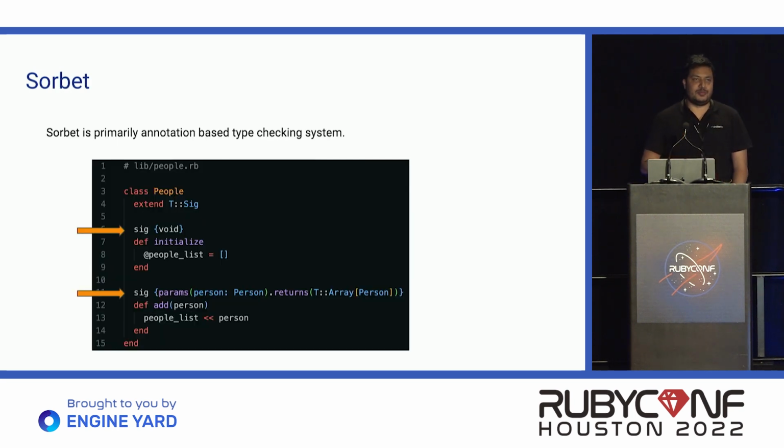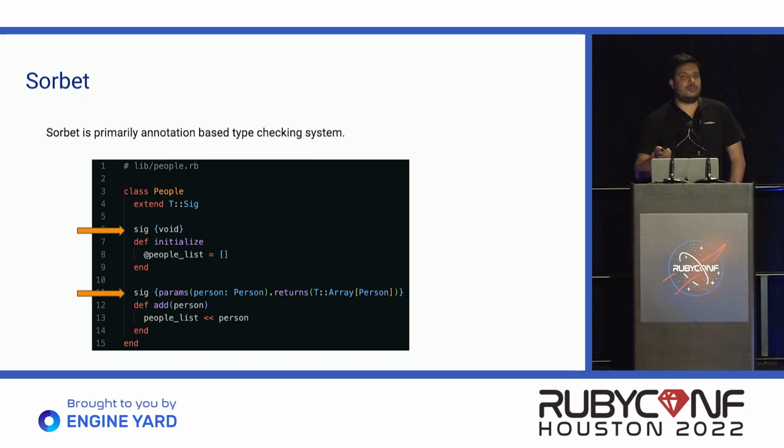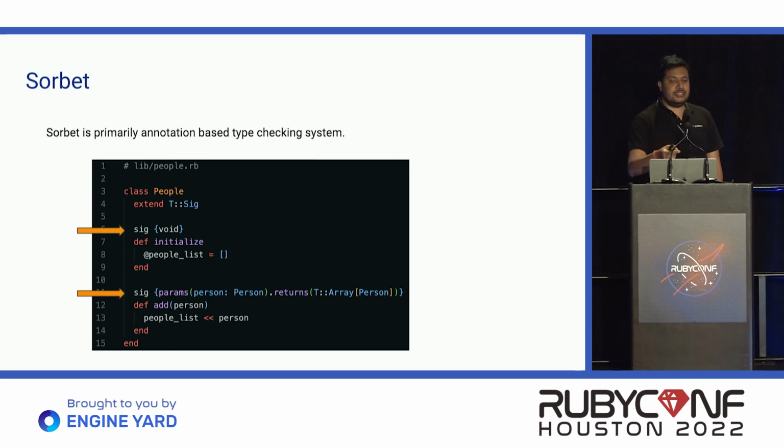Okay, so now comes Sorbet. The primary difference between Steep and Sorbet is that for RBS, we have to put the SIG files into a different file, while Sorbet is an annotation-based system. If you see the class People, for every function we have provided the annotation like SIG void for the constructor, and for the add function we have a SIG in which it's going to accept the params as a person, and then it's going to return an array of persons.